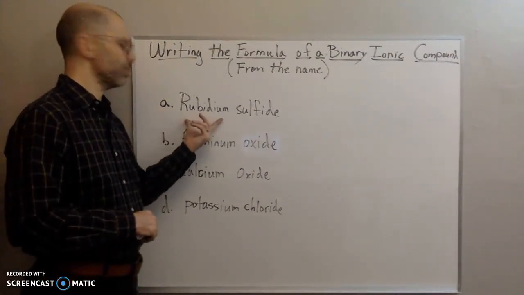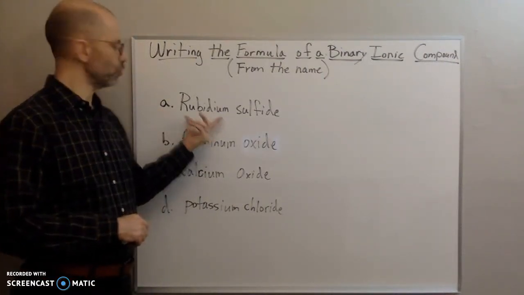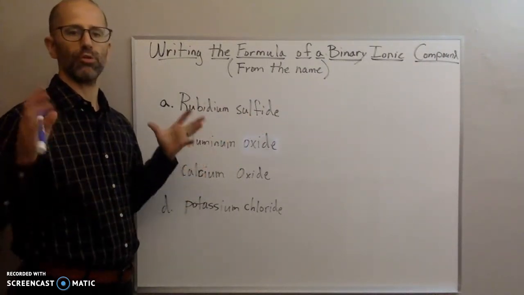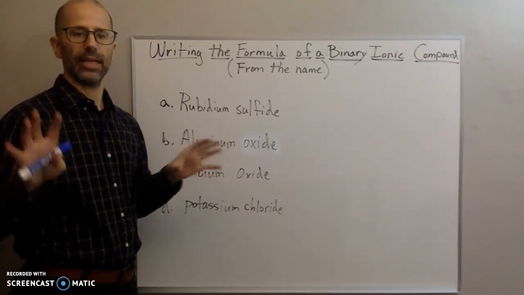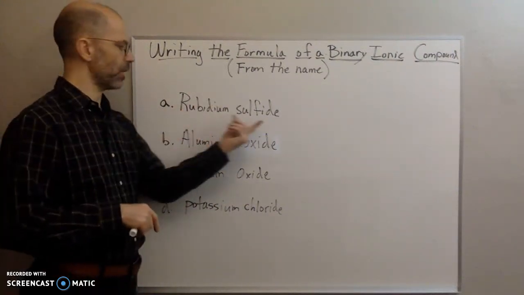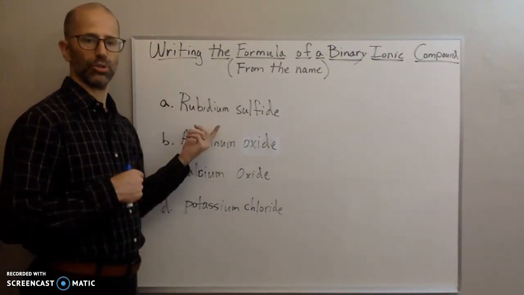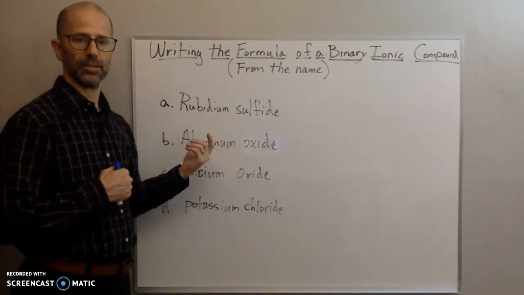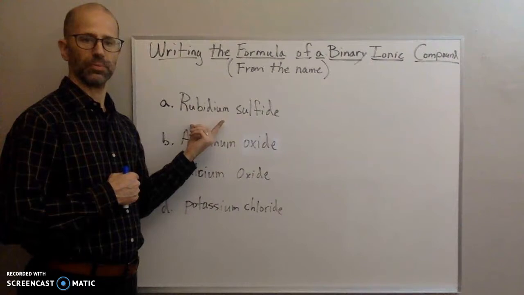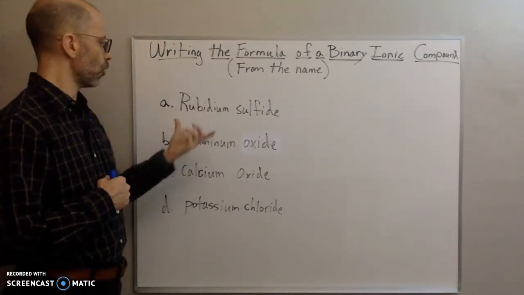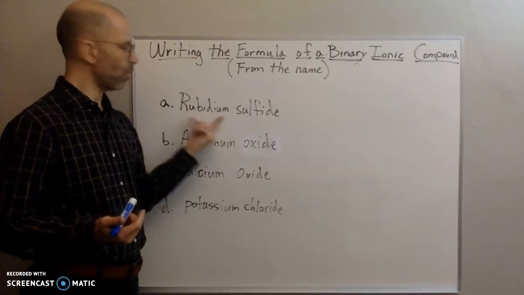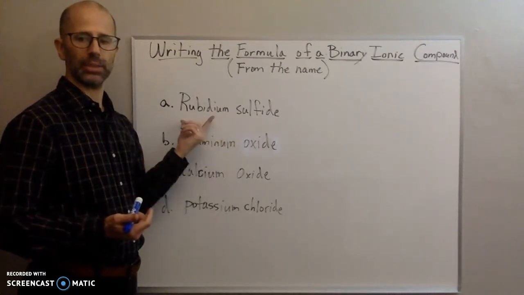So you have rubidium sulfide. Remember I said before, if you know the names of the ions, it's just the two ion names put together. So the two parts of the name are going to be the two different ions. So you've got to figure that out, and that's what we're going to go over. So rubidium, look that up on the periodic table. Both of these are going to be related to elements on the periodic table.